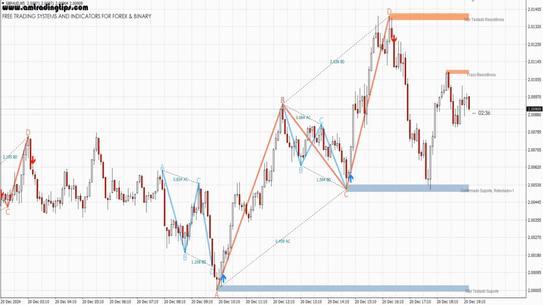Here's how the signals work. A blue up arrow signals an uptrend. Enter a buy trade with a stop loss below the previous swing low and take profit at the end of the CD wave or the next resistance level. A red down arrow signals a downtrend. Place a sell trade with a stop loss above the previous swing high and aim to book profits at the CD wave's end or the next support level. This indicator helps you scan charts automatically, so you can focus on trading profitably without wasting time on manual analysis.